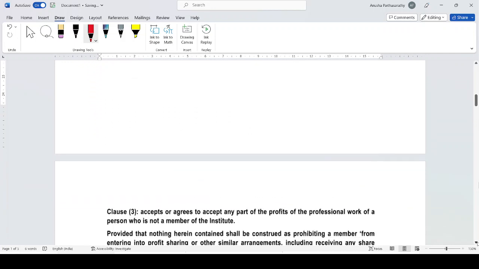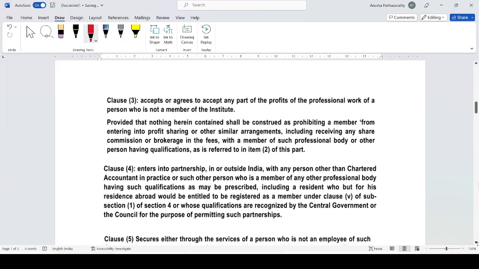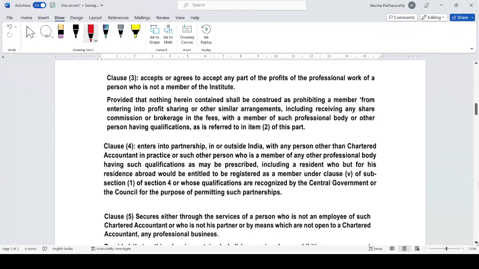As per clause 3 of part 1 of the First Schedule, Chartered Accountants Act 1949, a chartered accountant in practice is deemed to be guilty of professional misconduct if he accepts or agrees to accept any part of the profits of the professional work of a person who is not a member of the Institute, provided that nothing herein contained shall be construed as prohibiting a member from entering into profit sharing or other similar arrangement, including receiving any share, commission or brokerage in the fees, with a member of such professional body or such other person having qualifications as is referred to in item 2 of this part.